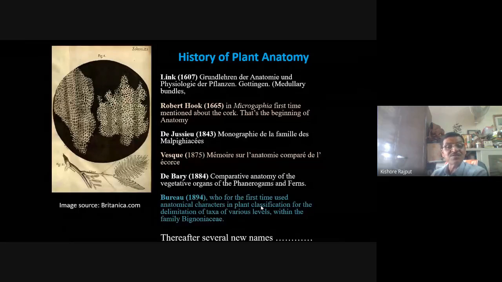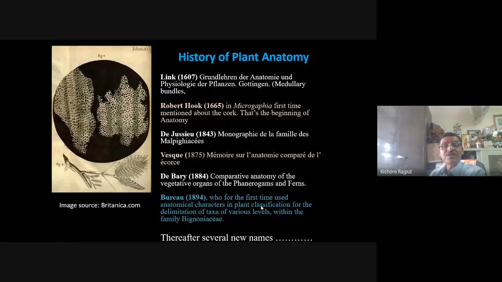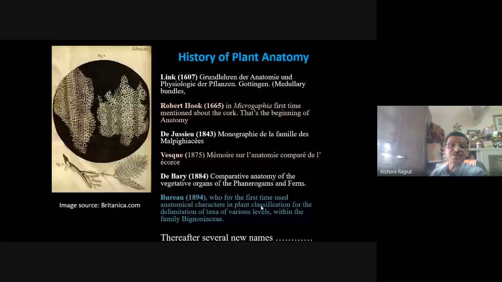Most of the things were hand drawings, and that is the oldest book, written in German. And this person has mentioned the medullary bundles in Amaranthus. So that is the first reference you can say in the field of plant anatomy.